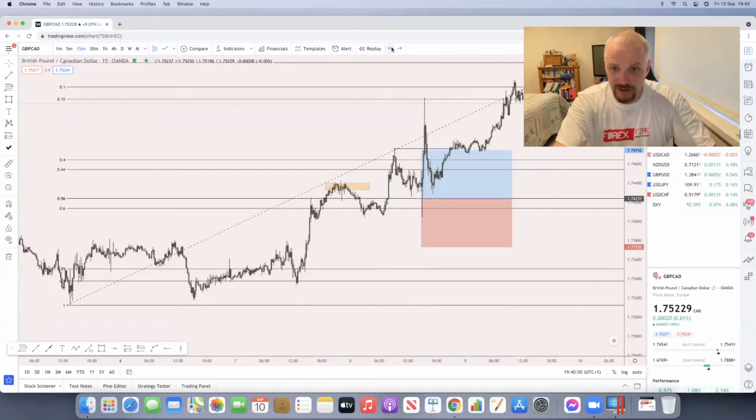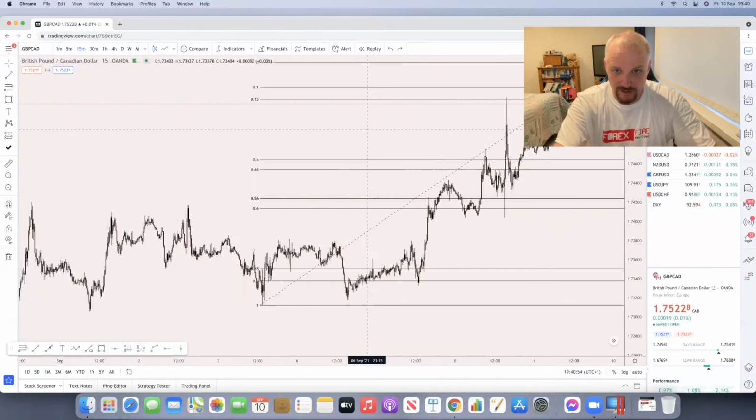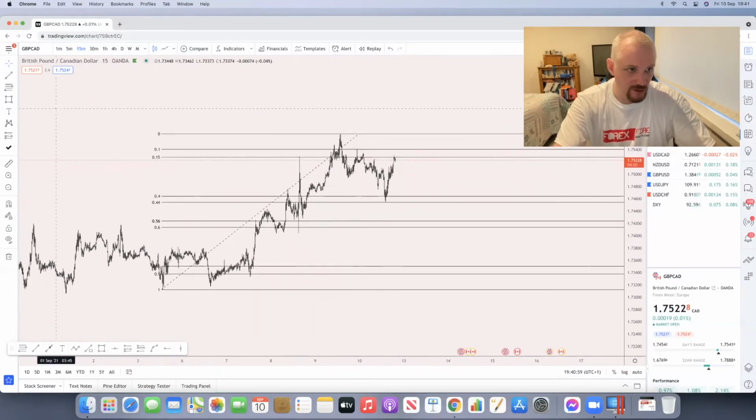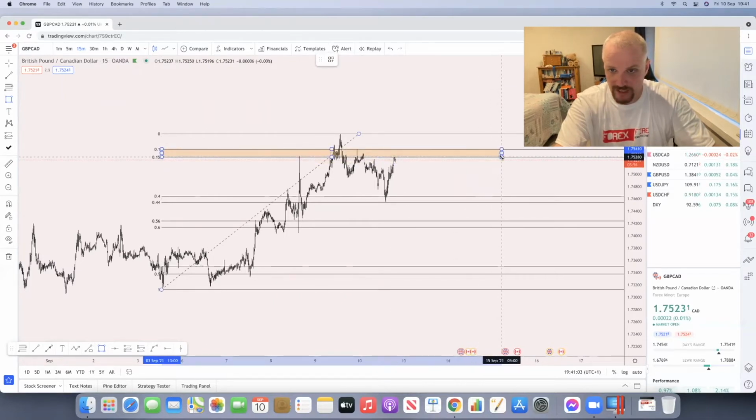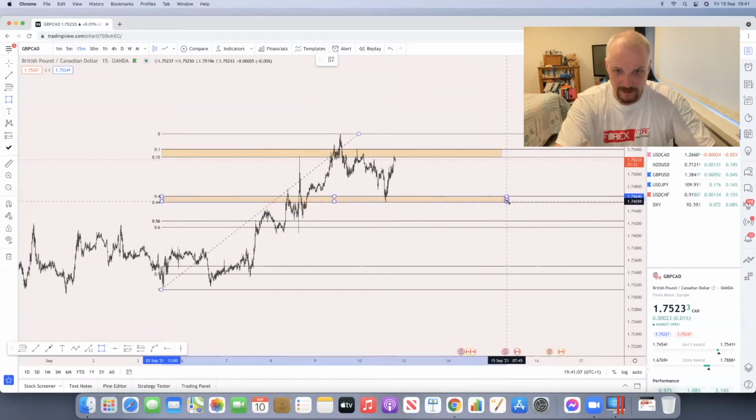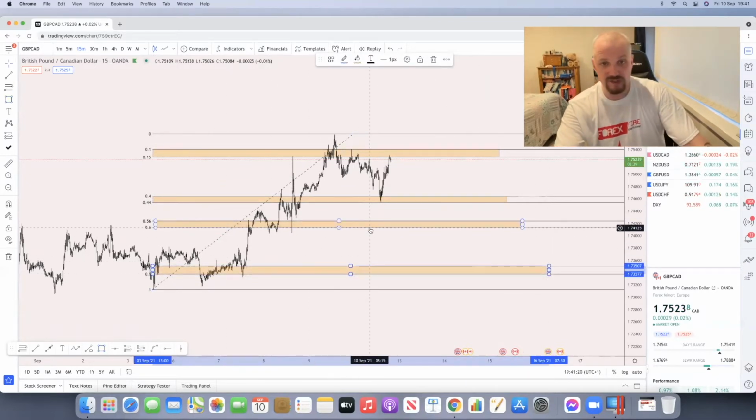The other way you could do these, because I'm a very visual person, if you wanted to, you could do your fibs from the low to the high, or the high to the low, and then you could color in your bands. And you'll see, if you're more of a visual person, you can see just how these are respected.